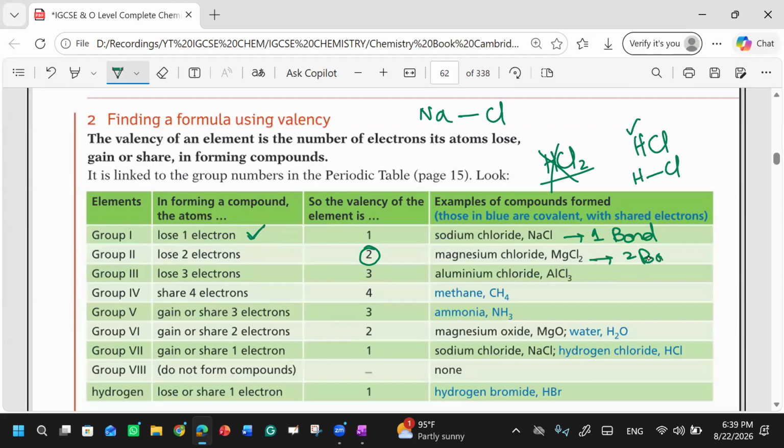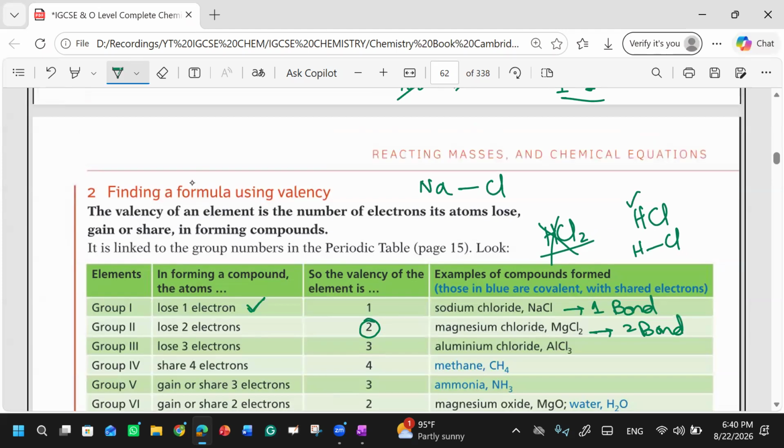If you see this example, magnesium chloride, it is like this. You have magnesium in the center. There is one chlorine and there is another chlorine. This magnesium belongs to group number 2, right? So it is making two bonds, one with this chlorine and one with this chlorine. Are you getting this? Valency tells us how many bonds a species can make.